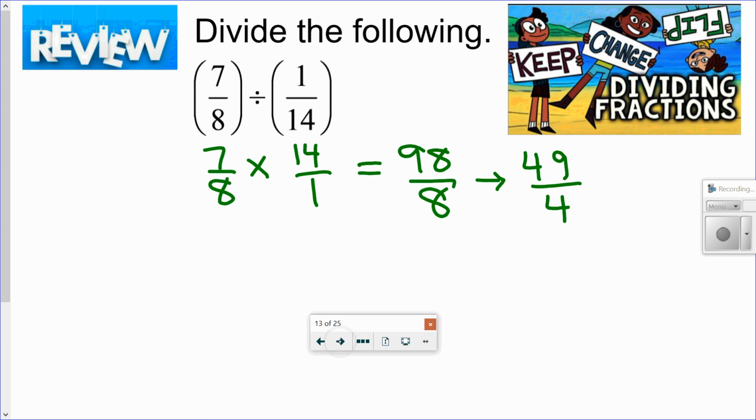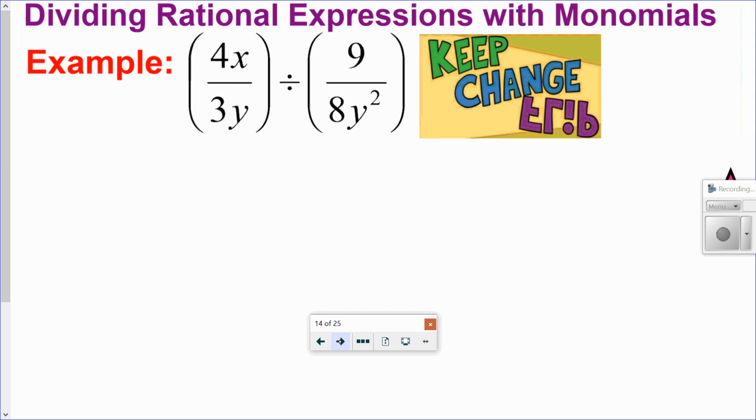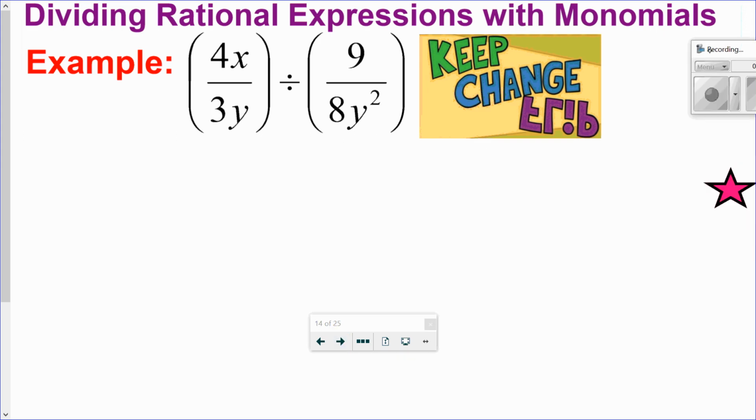So let's take that idea and use it with monomials. What I'm going to do is keep, change, flip. So I'm going to keep my first fraction the same.